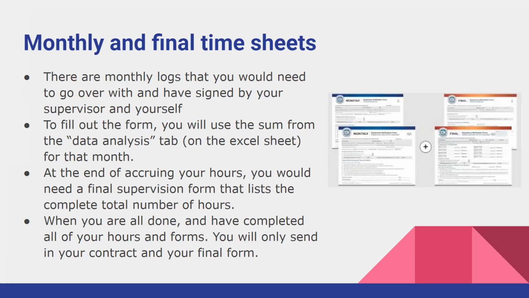At the end of accruing your hours, you will need a final supervision form that lists the complete total number of hours. And when you are all done completing your hours and going over them with your supervisor, you will send only your contract and your final form to the board. But do hold on to the Excel sheet and monthly forms just in case of auditing.